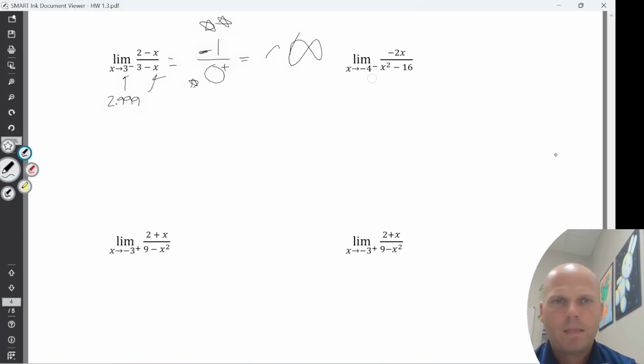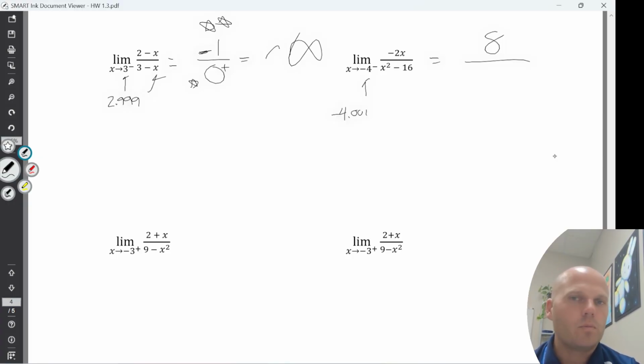Cool. What if I plugged in something to the left of negative 4? Well, if I plugged in something close to negative 4, I'd have something close to positive 8. This squared would be a little bit bigger than 16. Subtracting 16 will give me something close to 0, but positive, which is why I'd say that's positive infinity.